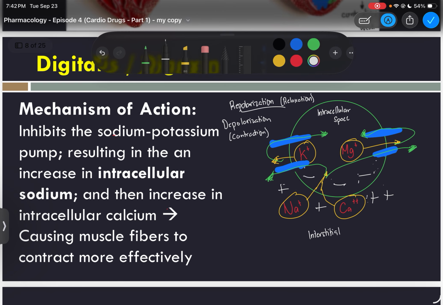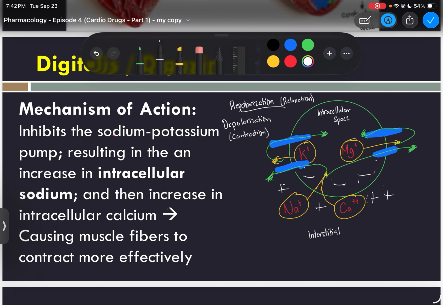What digoxin does is that it will inhibit or stop the sodium potassium pump. So, yan ay stop. Okay? Resulting in an increase in intracellular sodium. So, sodium will stay inside the cell. And because sodium is inside the cell, calcium is also inside the cell. Calcium will also remain inside the cell.